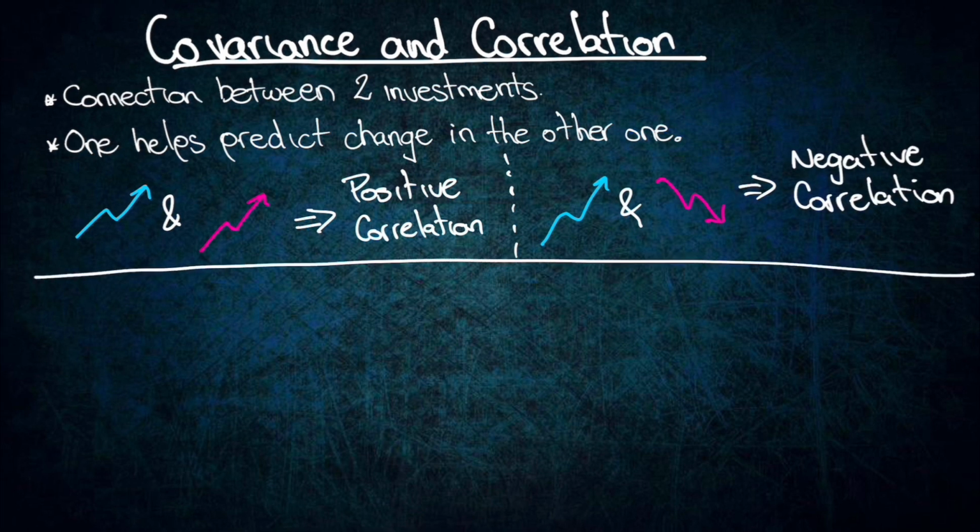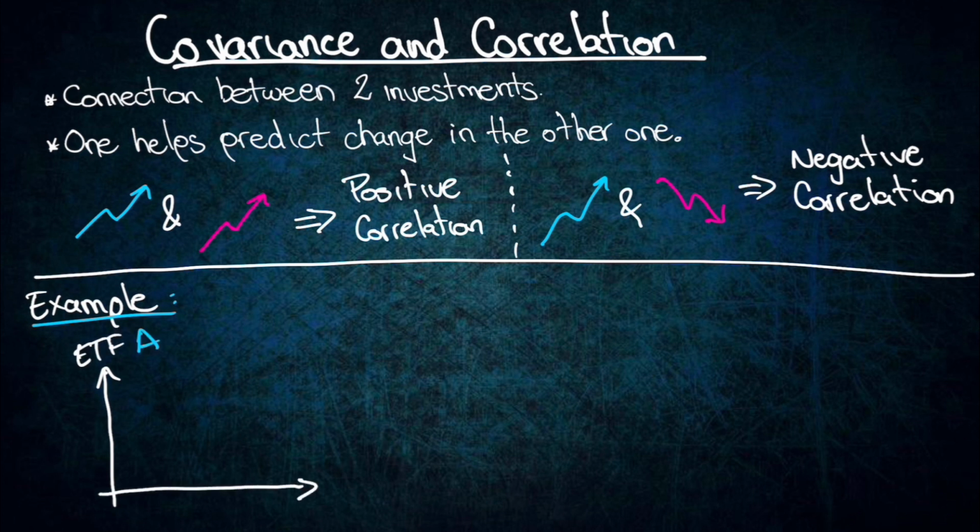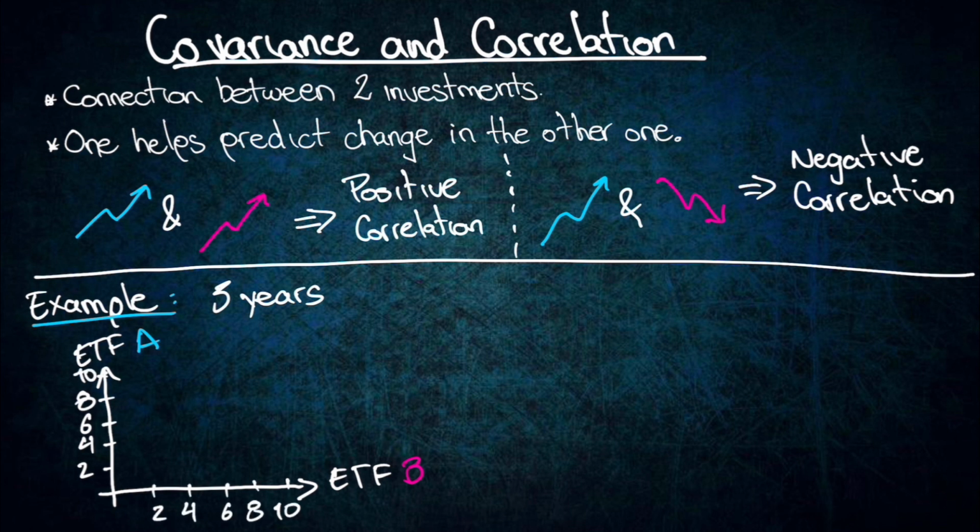It would be easier to understand graphically what it means to have a positive, negative, or a zero correlation. Here, on the vertical axis, we will draw the returns of ETF A, and on the horizontal axis, the returns of ETF B. We are going to assume for this example 5 years of returns, and each observation will correspond to the return observed in the same year for both ETFs.